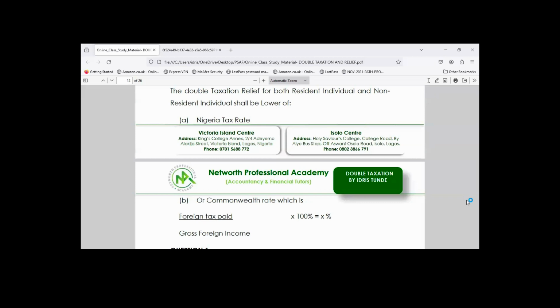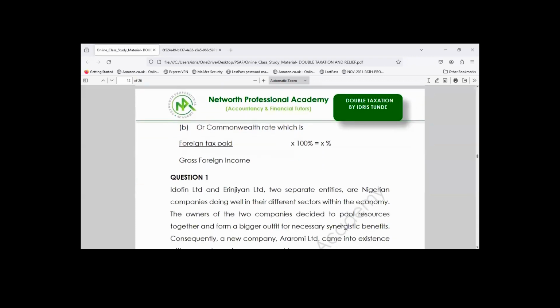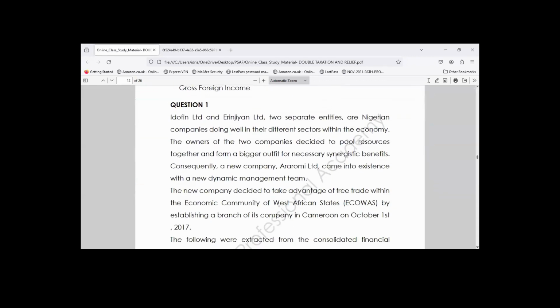Sometimes, questions will come from double taxation relief. Sometimes, questions will come from taxation of non-residents. But students normally get confused. When they are solving taxation of non-residents, they think it's double taxation relief, and they will not use the method of double taxation. But we are still coming to taxation of non-residents. When we get there, you will see the difference. So, for the sake of time, let's look at an illustration.